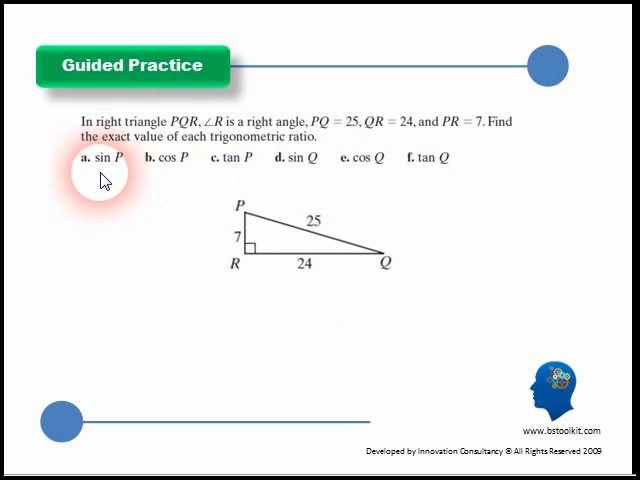You're asked to find sine P, cos P, tan P, sine Q, cos Q, and tan Q.